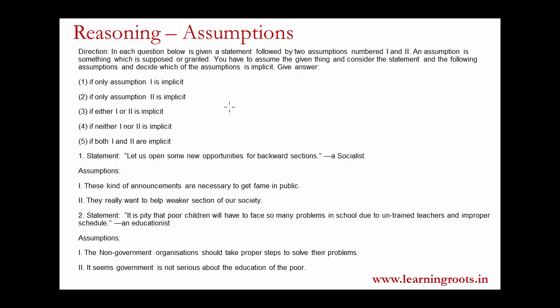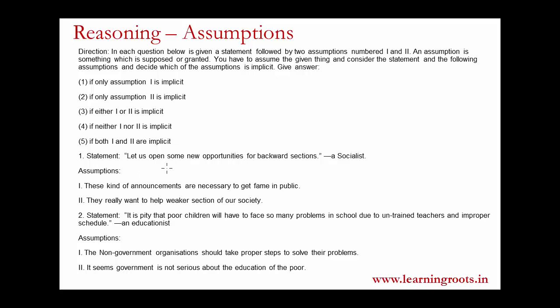You have to give answer 1 if only 1 is implicit, 2 if only assumption 2 is implicit, 3 if either 1 or 2 is implicit, 4 if neither 1 nor 2 is implicit, and 5 if both 1 and 2 are implicit. So that is how we go about solving these questions. Let's look at the first question.